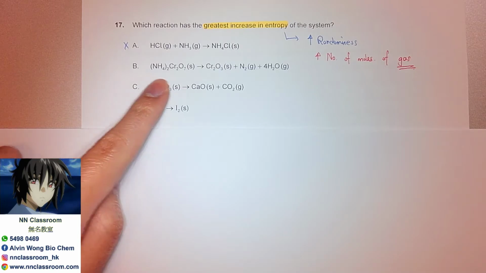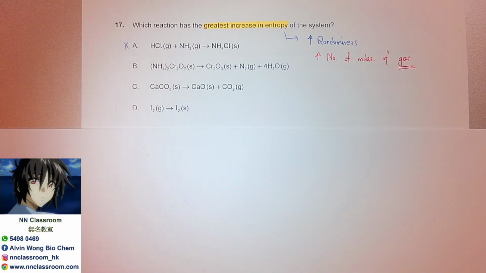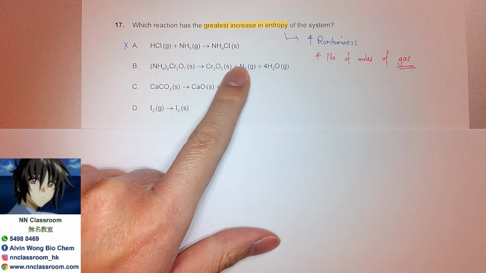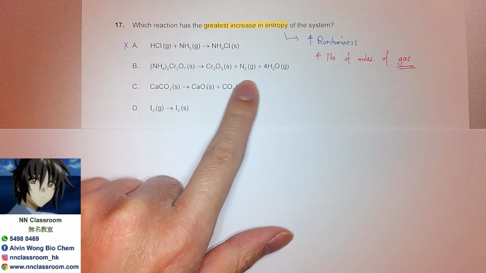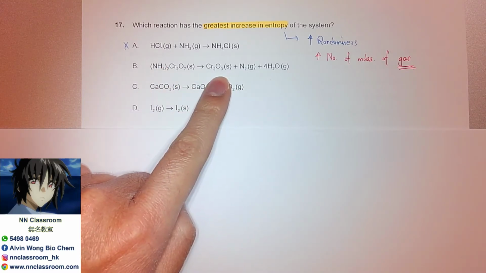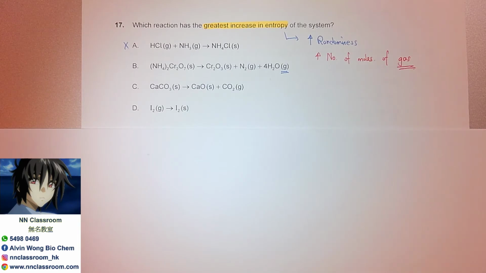Let's see B. From one solid, no matter how big it is, still regarded as one unit according to the stoichiometry concept, we now split it into 1, 1, and 4. So altogether we have increased the molecularity, the number of molecules from 1 to entirely 6. And we also see gas, and that's perfect, because 5 of them are gas. So that's why B is a really good choice.